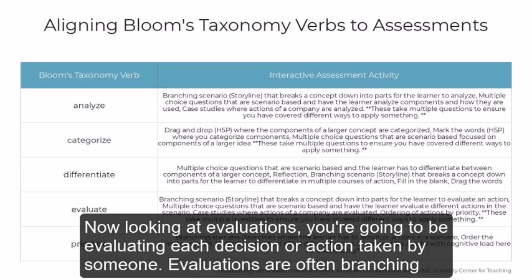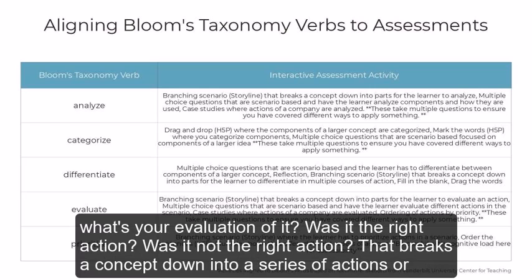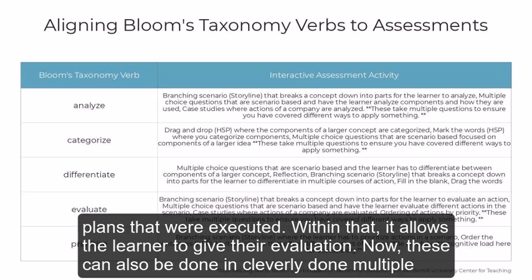Now looking at evaluations, you're going to be evaluating each decision or action taken by someone. Evaluations are often branching scenarios built in Storyline where we're evaluating each step in the scenario. Based on the step in the scenario, what's your evaluation of it? Was it the right action? Was it not the right action? That breaks a concept down into a series of actions or plans that were executed. Within that, it allows the learner to give their evaluation.